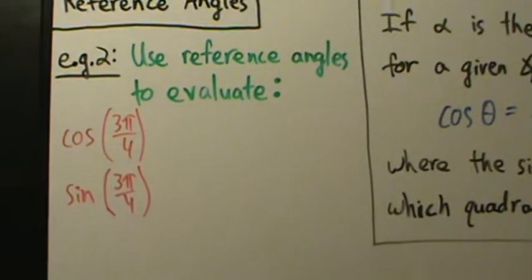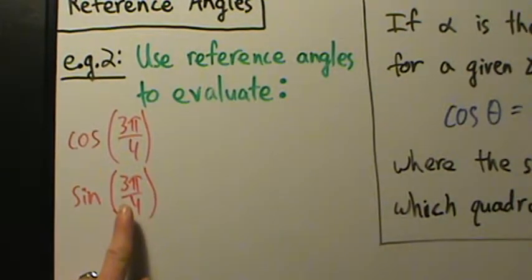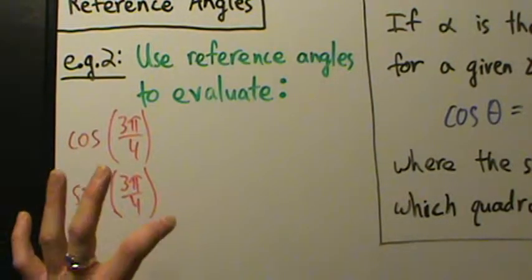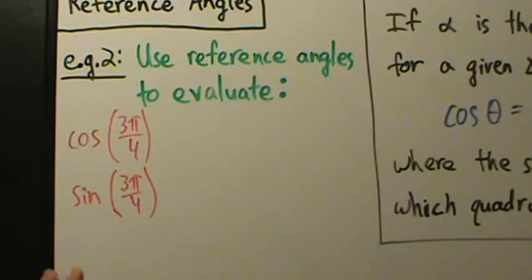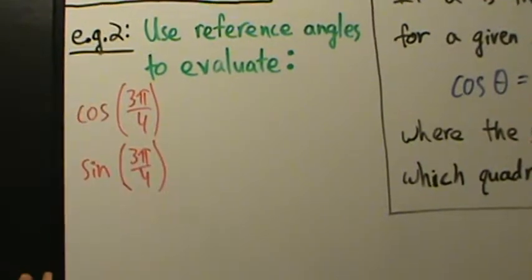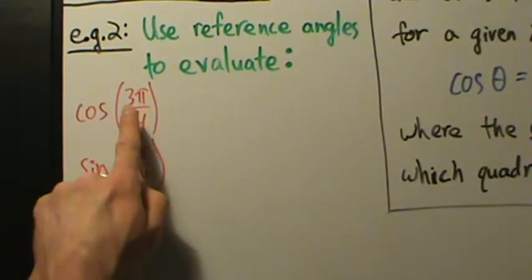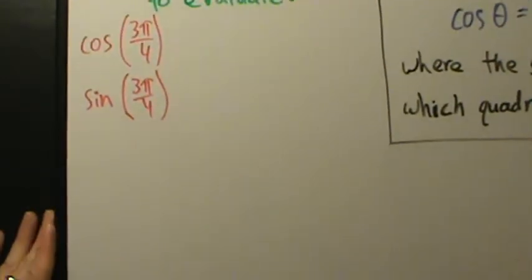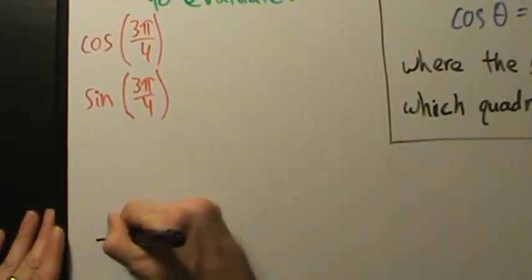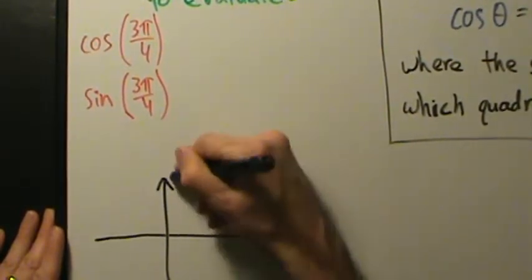Just like in example 1, we've already found the reference angle for this in a separate video, so we're just going to use that fact. We're not going to do it again. If you haven't seen that video, check the description for this video. There will be a link there to that other video. We're just going to use the fact that the reference angle for 3 pi over 4 is pi over 4.